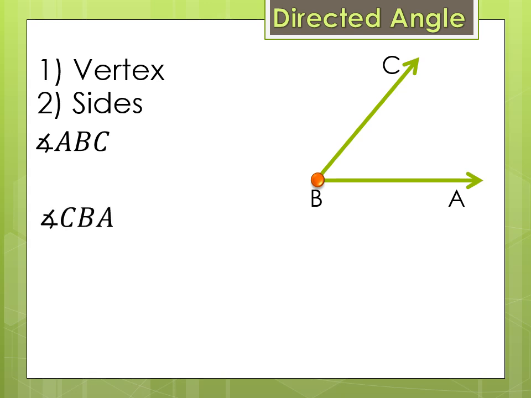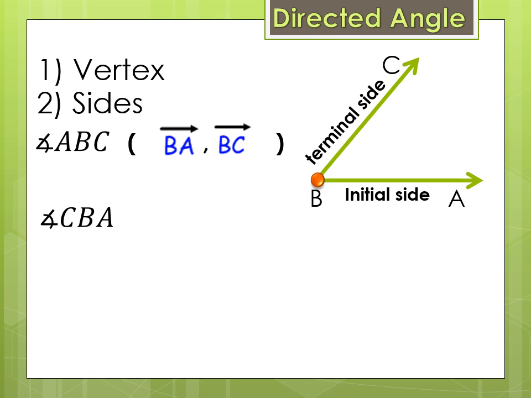Okay, the angle ABC, or you can say angle CBA or angle B. But here I will consider that BA is the initial side. If BA is the initial side, then BC is called the terminal side. Okay, I can write the angle ABC in another form which is called a directed angle.